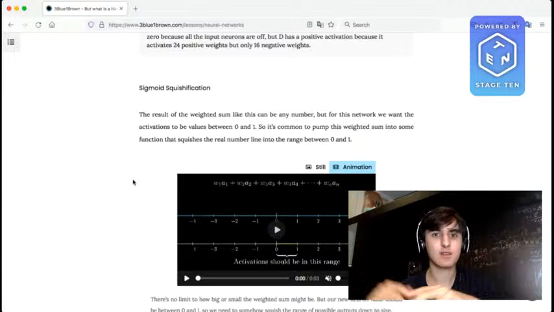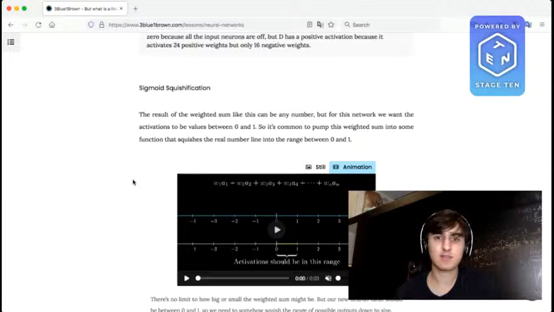Let's keep on grinding. So, sigmoid squishification. The result of the weighted sum like this can be any number, but for this network, we want the activations to be values between 0 and 1. So it's common to pump this weighted sum into some function that squishes the real number line into the range between 0 and 1. So here's an animation. They took the number line and literally squished it into another number line with values between 0 and 1.